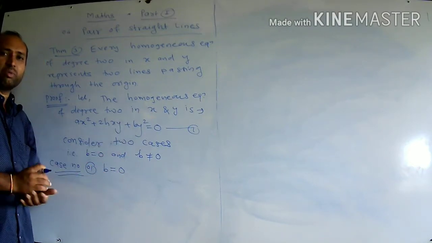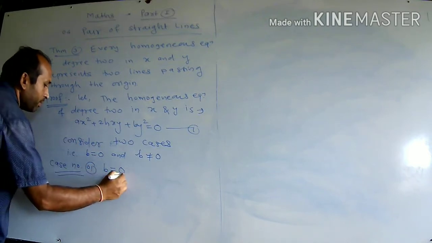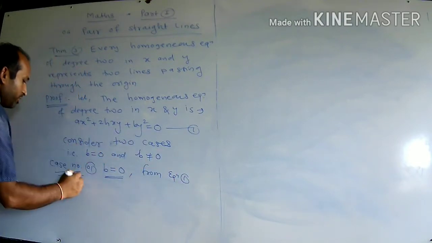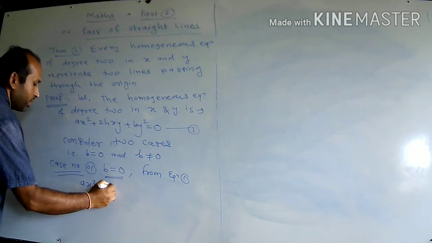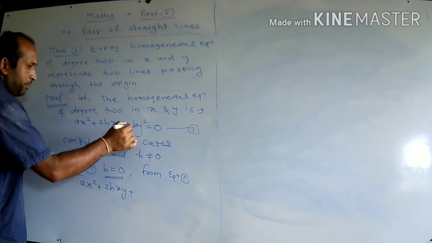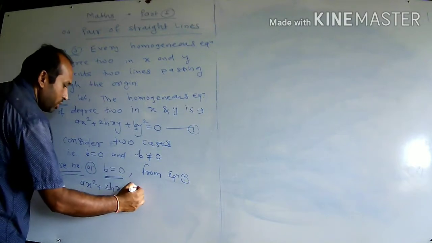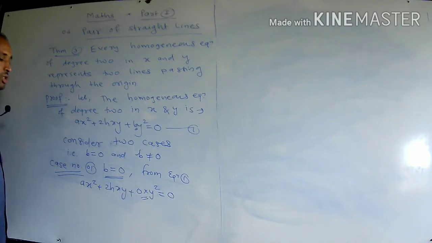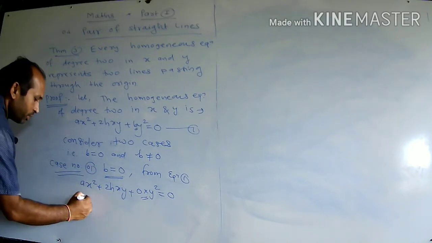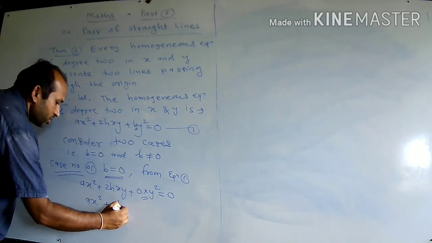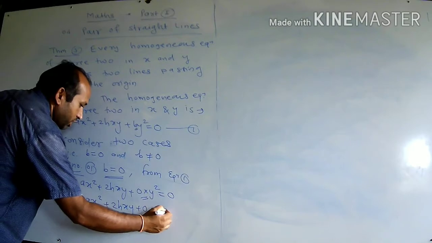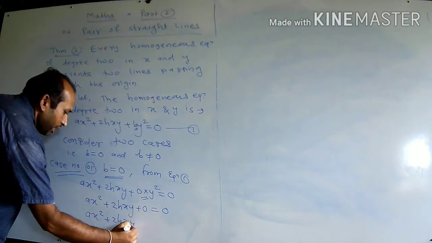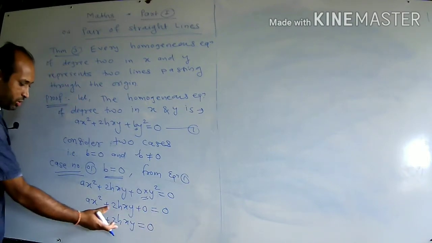So here put the value of b equal to 0 in the equation 1. From equation number 1, this becomes ax square plus 2hxy plus, replace this b by its value 0, so 0 into y square is equal to 0. We know that 0 into any number is equal to 0. So we have ax square plus twice hxy plus 0 is equal to 0, that is ax square plus 2hxy is equal to 0.